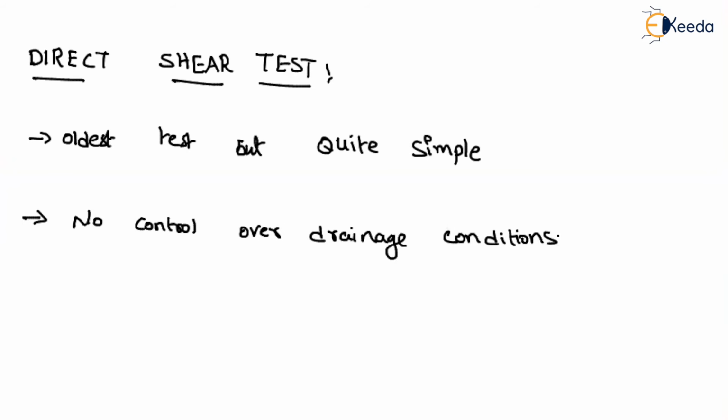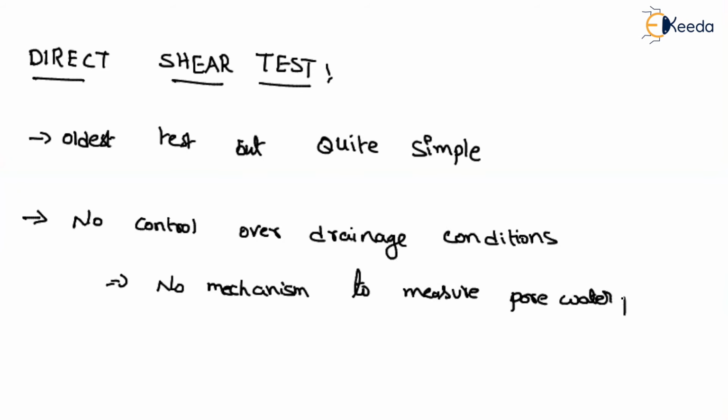As there is no control over drainage conditions, there is no mechanism to measure pore water pressure. As you cannot measure the pore water pressure, the metal box at the bottom will contain a porous material.